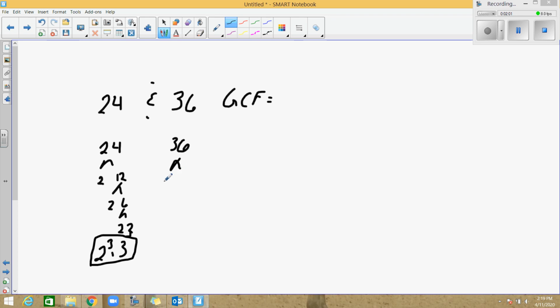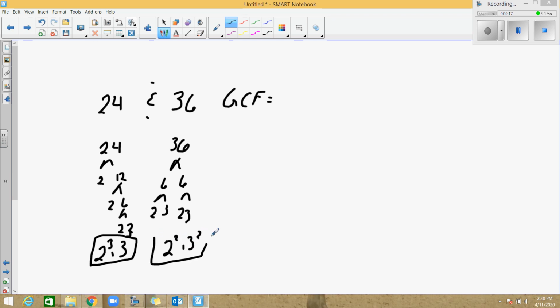For 36, you can do this different ways. I'm going to go 6 and 6 this time. Neither one of those is prime, so I get a 2 and a 3. My other 6, I get a 2 and a 3. My prime factorization for this is 2 squared times 3 squared.